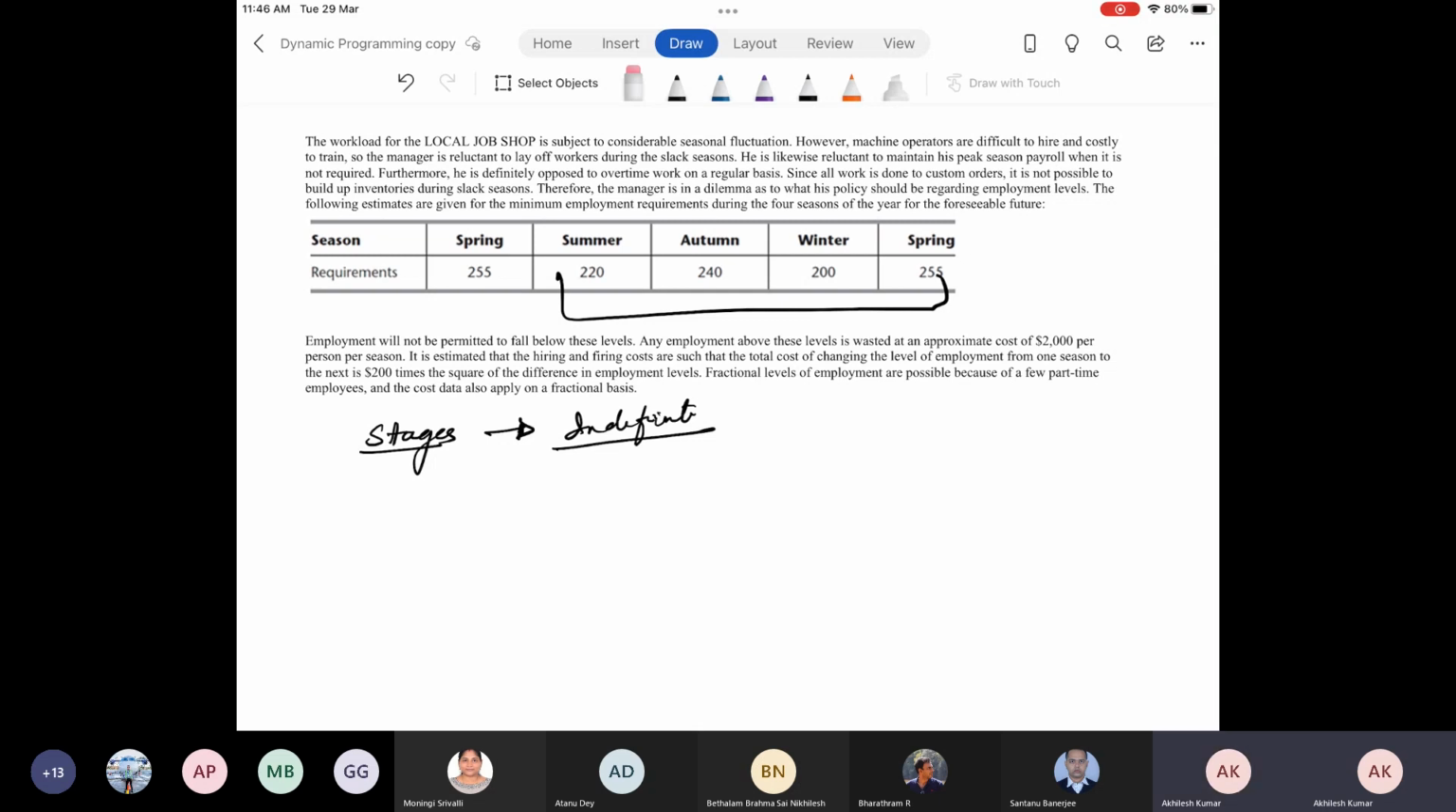Although this will repeat again and again year after year, at least one cycle of 4 seasons, the requirement level will be like this. You agree or not? Yes, sir. So my stages can be the season.